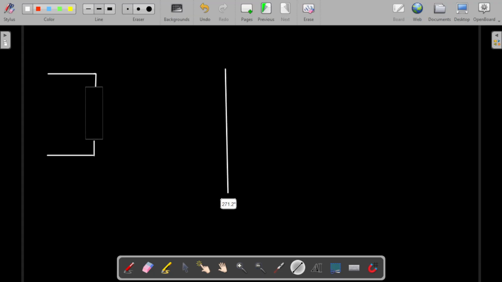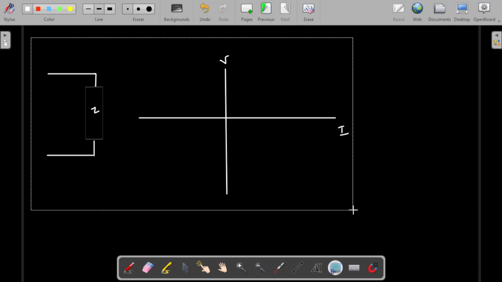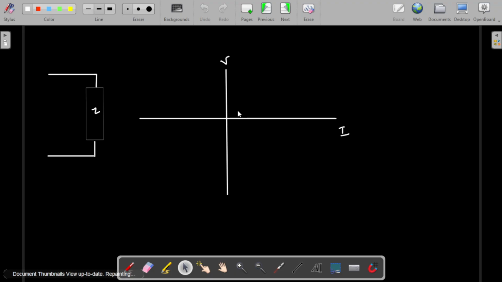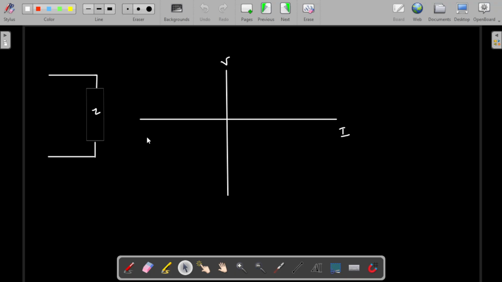Let me draw the VI characteristics also so that you can understand it clearly. So this is the VI characteristic. Let me name this element Z, and this is I, and this is V. We are going to consider that positive voltage V is applied here, plus and minus, and current is entering the positive terminal. If it is like this, we clearly know that power is going to be absorbed by the element, because the current is entering the positive terminal. This we already discussed, right?